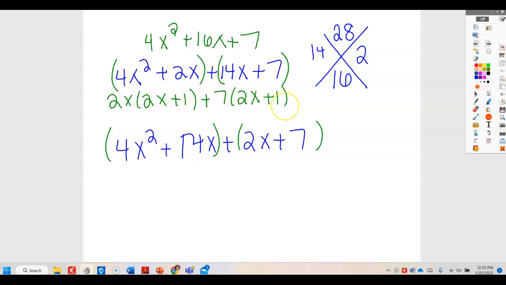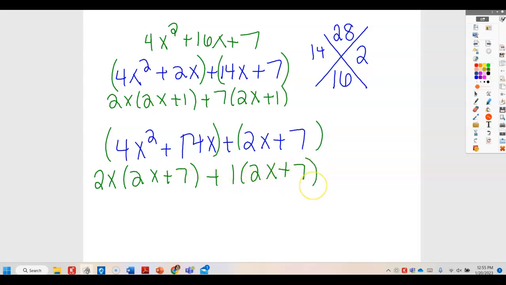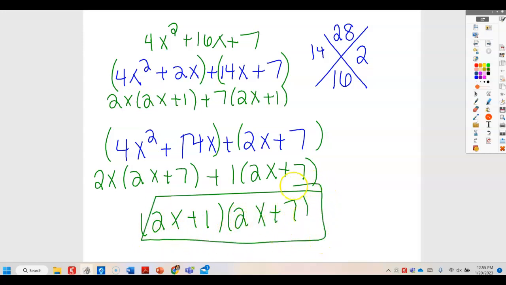So what I mean is, here I factored out the 2x plus 7, whereas here the 2x plus 7 is what stays inside, and I take out the 2x plus 1. If when you're grouping them there is no GCF other than 1, you take out a 1. Make sure you get your final line of 2x plus 7, 2x plus 1, because that's my answer line. Don't stop short.